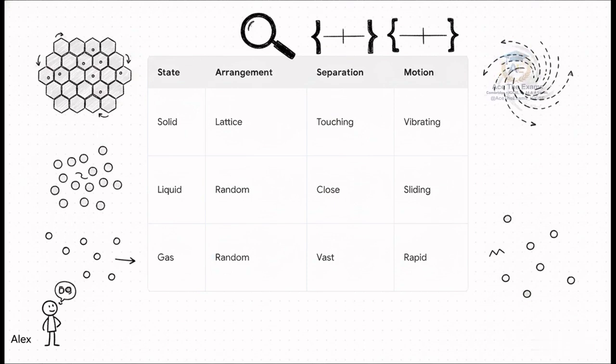A Cambridge examiner expects you to categorize scientifically. Let's break it down. For a solid, the arrangement is a regular, repeating lattice. The separation is that particles are touching with minimal space between them. And the motion? It is strictly vibrating about fixed positions. Now for a liquid, the arrangement is random. The separation is slightly further apart, but they are mostly still touching, and the motion is sliding or flowing past one another. Finally, for a gas, the arrangement is completely random. The separation is vast compared to the actual size of the particles, and the motion is rapid and random in all directions. You absolutely must use these precise terms. If you don't specifically hit arrangement, separation, and motion, you are literally leaving easy marks on the table.